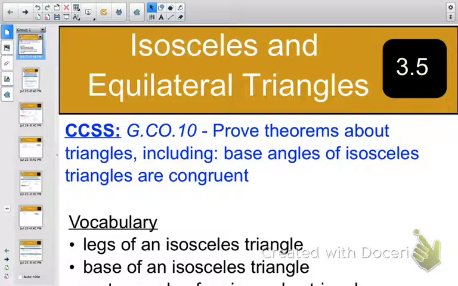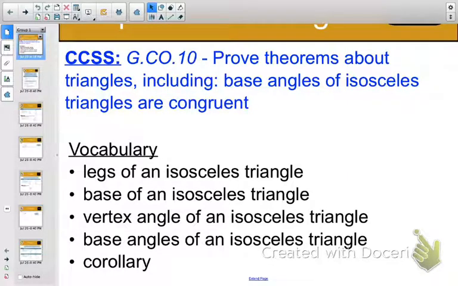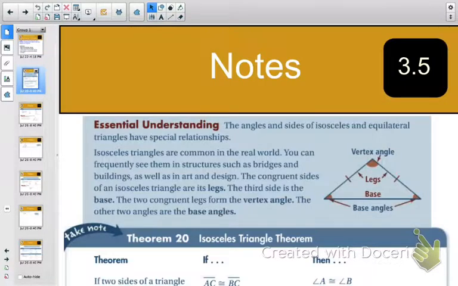Alrighty, friends, back for 3.5. We're actually skipping 3.4 and jumping straight into 3.5, which talks about isosceles and equilateral triangles. So, a couple new vocab that we're going to talk about: legs and base of an isosceles triangle, vertex and base angles, what a corollary is, etc.